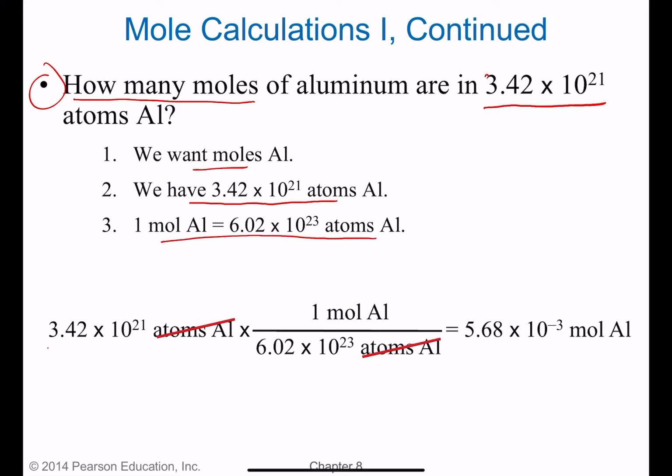So we start off with 3.42 times 10 to the 21st atoms. Atoms is the unit that we want to cancel, so that's why we put the atoms on the bottom here, so that our units could cancel. And by definition, 6.022 times 10 to the 23rd is equal to 1 mole.